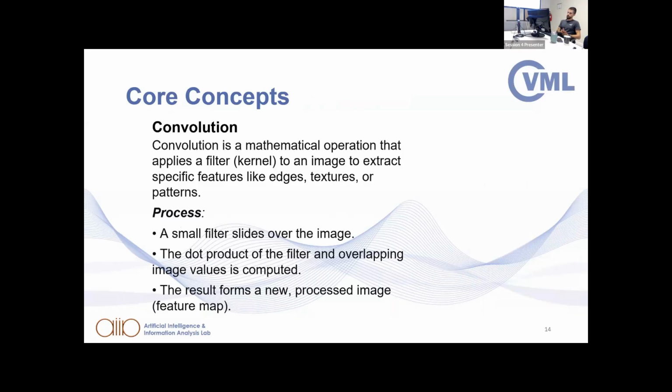Convolution is a mathematical operation that applies a filter, also known as a kernel, to an image to extract some features. The process works like this: a small filter, typically a square matrix, slides over the entire image. At each position, the dot product of the filter and the overlapping image values is computed. The result of the computation forms a new processed image, which we call a feature map. This feature map highlights where the specific features the filter is designed to detect are located.